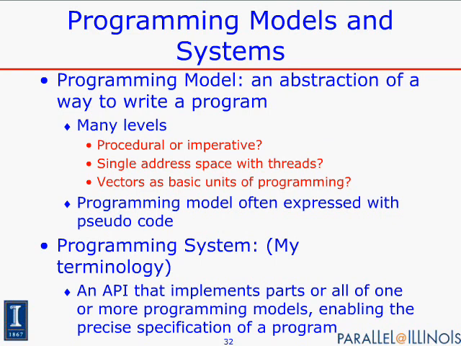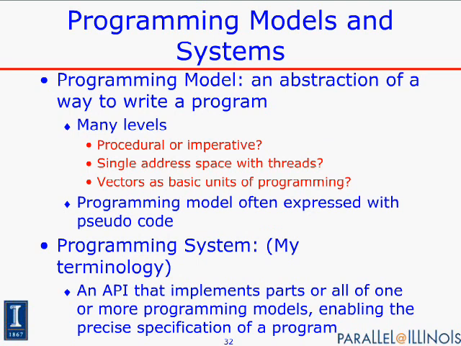I want to distinguish this from what people use in practice. I'm going to use the term programming system, and that's an application programmer interface that implements parts of one or more programming models and allows the precise specification of a program. That's very different than a programming model, and there are very few examples of programming systems that are a pure implementation of a single programming model.